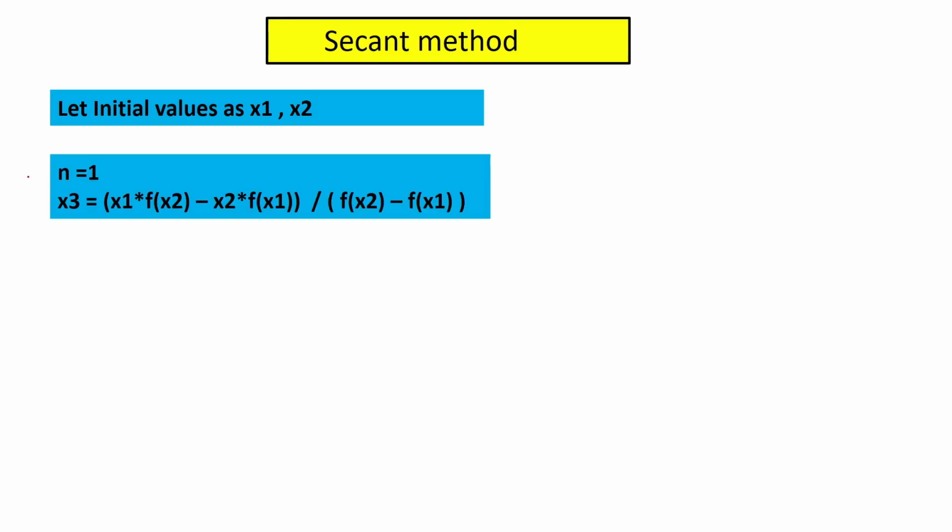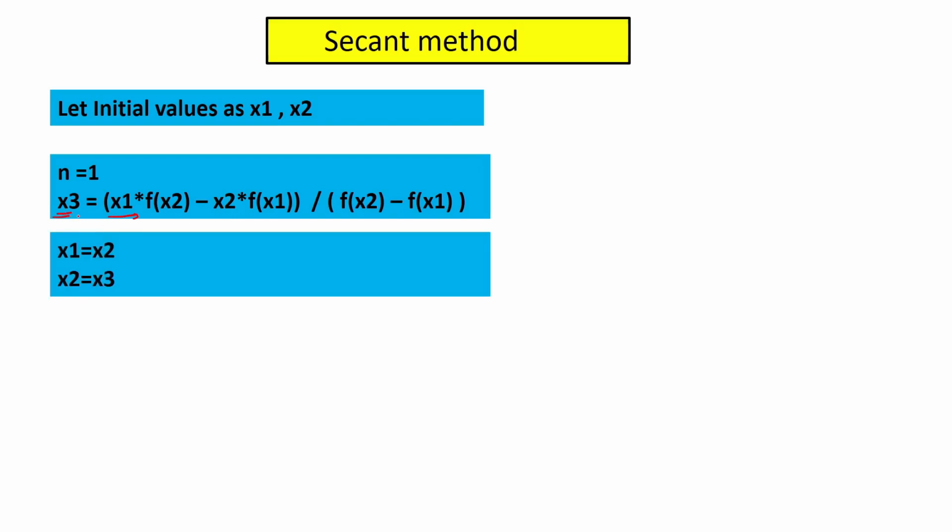Let's say we are at iteration number 1 and this iteration is shown by n. So n equal to 1 means we are starting with the first iteration. In the first iteration, we will find the value of x using this formula, x1 and x2, and we get the value of the root, that is the first approximation of our root, as x3. Now after finding this x3, we have to change this x1 and x2. So here we are saying x1 should go to x2 and x2 should take the value of this x3.